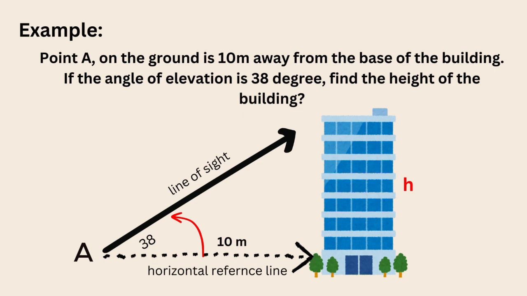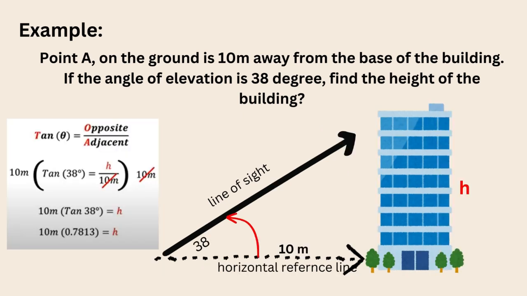Now let's find the height of the building. We will use one of the trigonometric ratios, the tangent, because tangent is equal to opposite over adjacent. Since in our given we have the adjacent side and our unknown side is the opposite side, tangent 38 degrees is equal to opposite, or height, over adjacent, which is 10 meters. Tangent 38 degrees is equal to 0.7813, and our height will be simply the product of 10 meters and tangent 38 degrees. Now we have the height of the building.